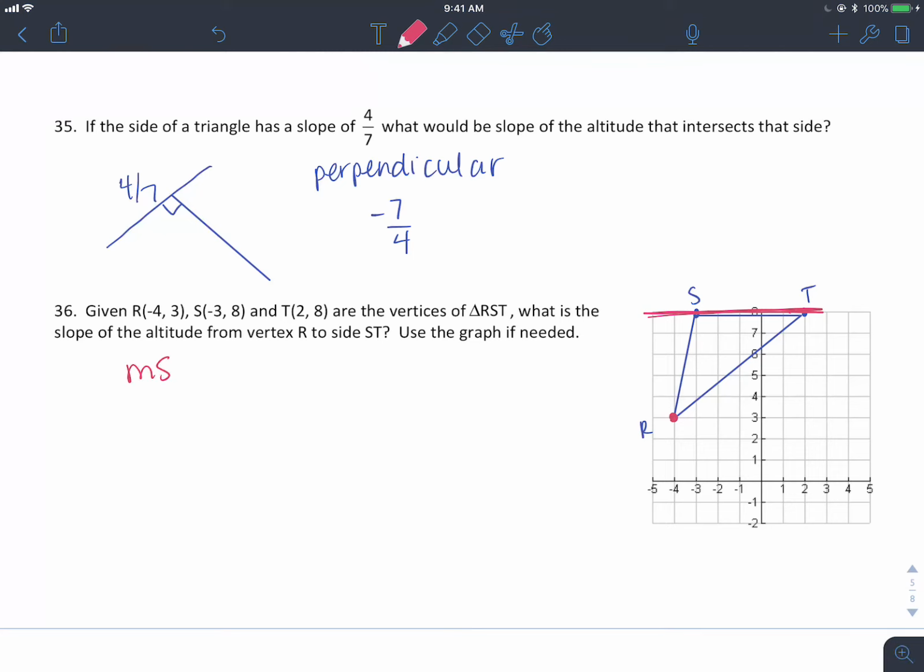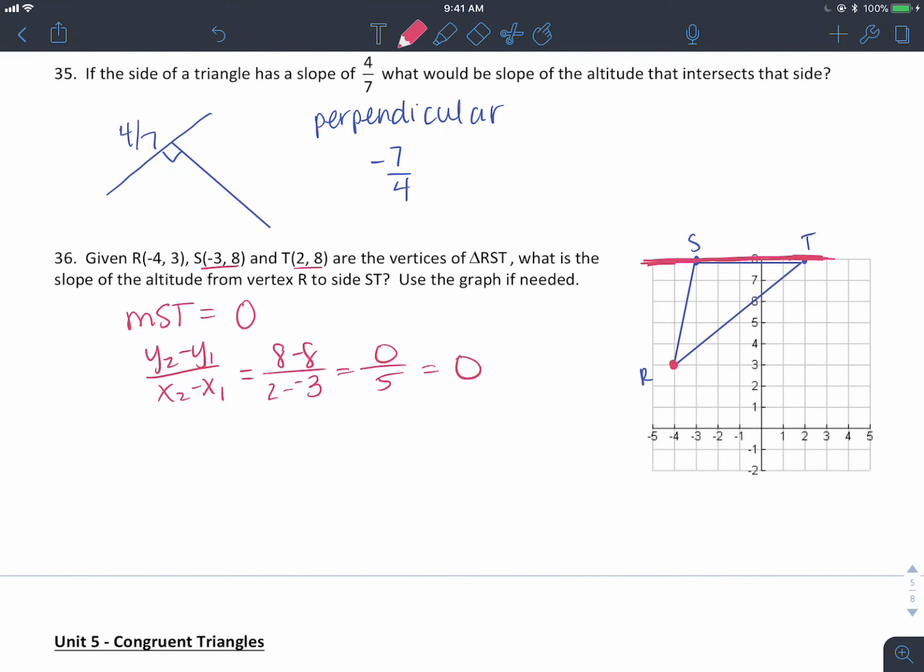So the slope of ST, we have a horizontal line which has a slope of 0. You can also calculate this using y2 minus y1 over x2 minus x1. So if we do that using our 2 points S and T, we're going to have 8 minus 8 over 2 minus -3. So we're going to have 0/5. 0 divided by anything is still 0. So we can calculate our slope from our 2 points S and T.